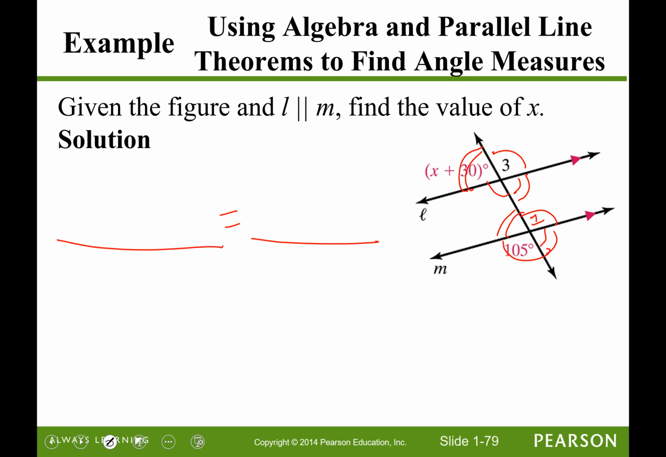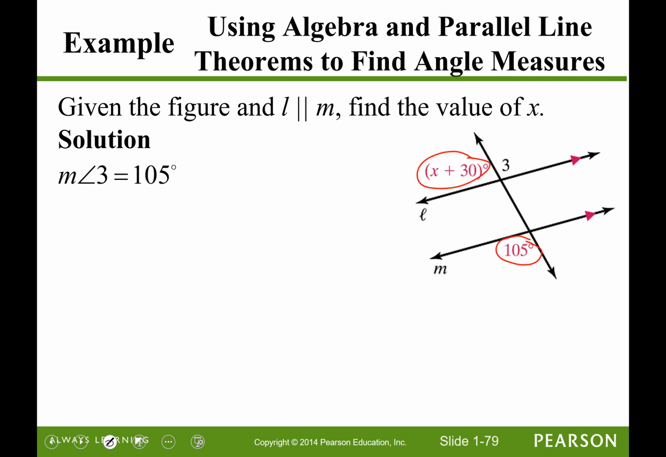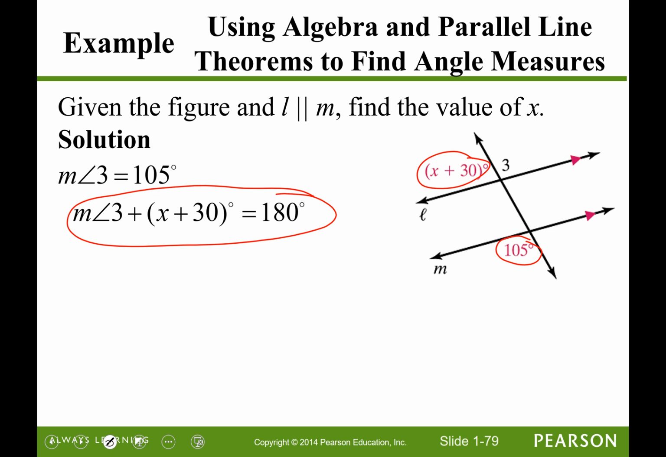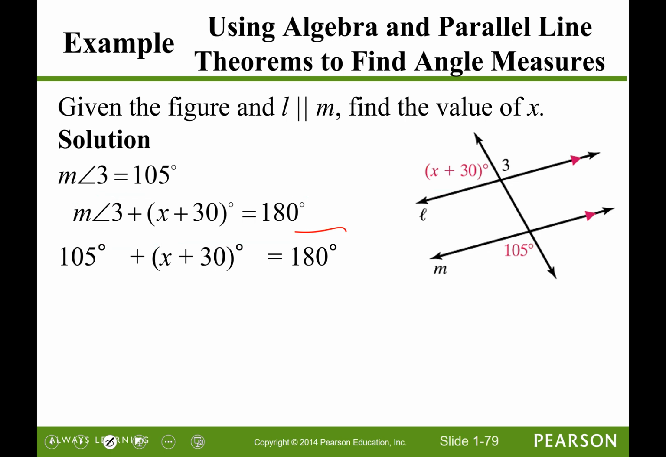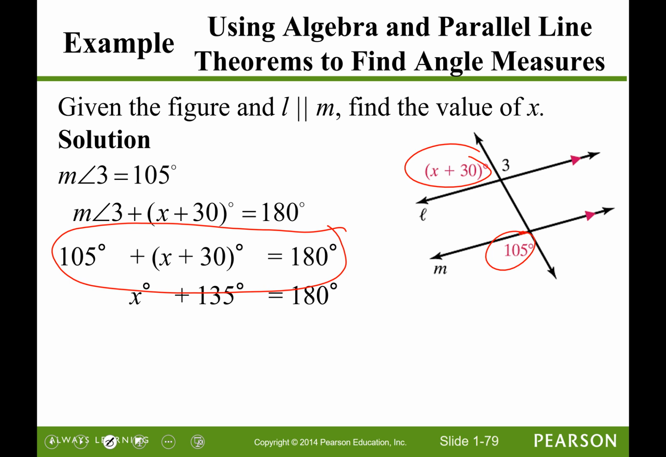So in our equation, we need to address that these two angles have to be supplementary. It means they have to add up to 180 degrees right here. So that's our equation. Once everything's substituted in, 105 plus this one here equals 180 degrees. A little arithmetic or algebra work here, combining the 105 and the 30, combining like terms, and then subtraction property of equality, subtracting 135 from both sides of the equal sign, and we have x equals 45.